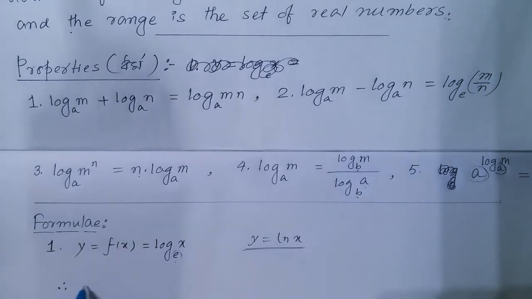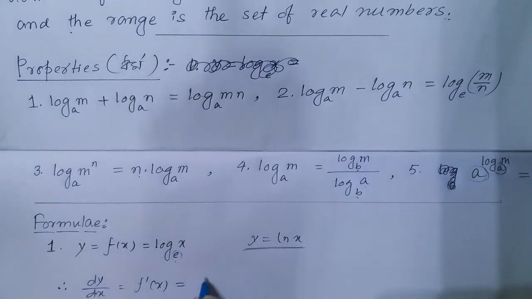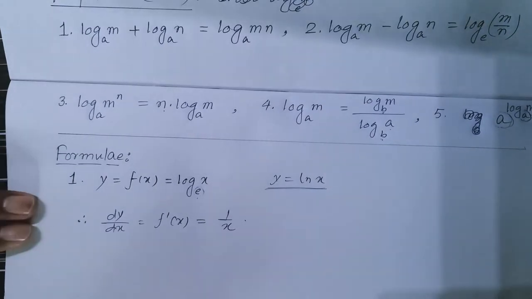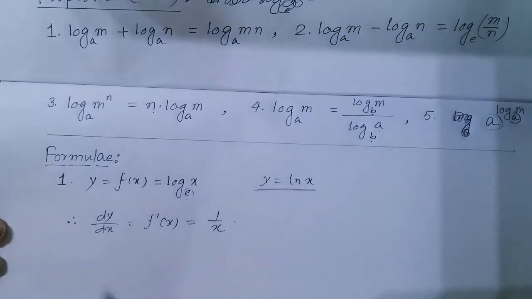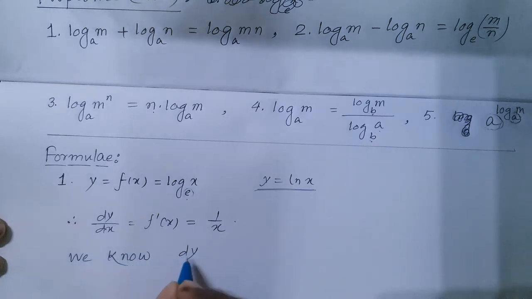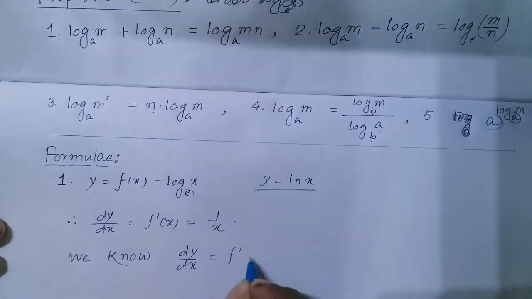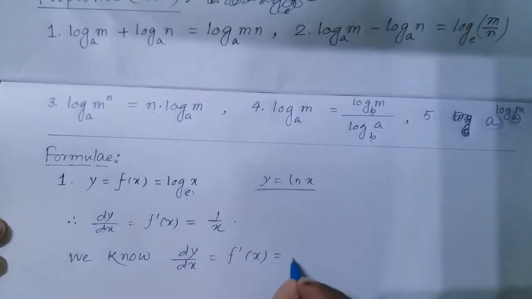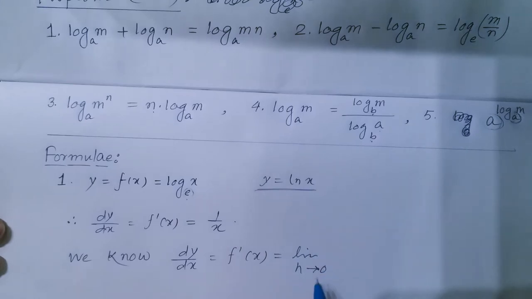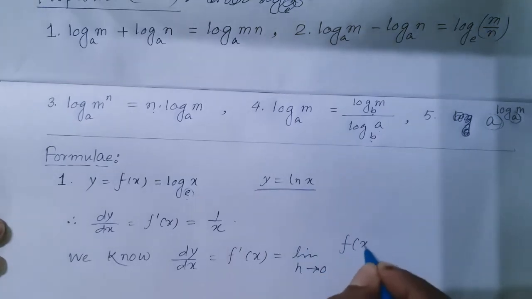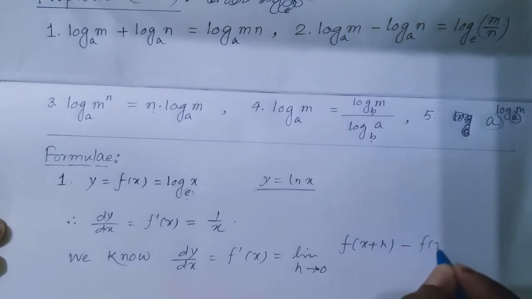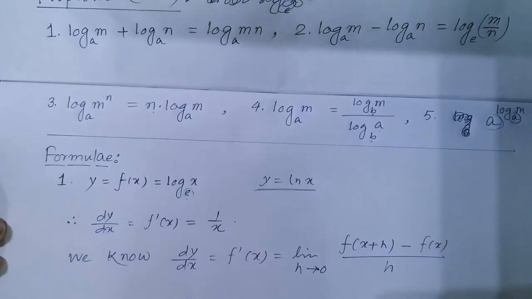Then the derivative of this function, dy dx is equal to f dash x is equal to, the result is 1 by x. You know this one, but I will prove this. I will show you how the differentiation of log x is equal to 1 by x. So we know the first principle of derivative: dy dx is equal to f dash x is equal to limit h tends to 0, f of x plus h minus fx divided by h. Is that it?